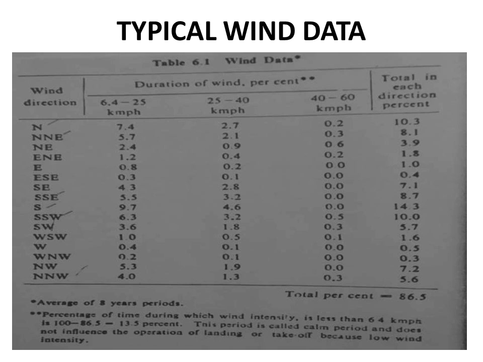Windrose diagram. The graphical representation of direction, duration and intensity of wind obtained from wind data is called a windrose diagram. Wind data will usually be collected for at least 5 years, preferably 10 years. The windrose diagram helps in analyzing the wind data and obtaining the most suitable direction of the runway.